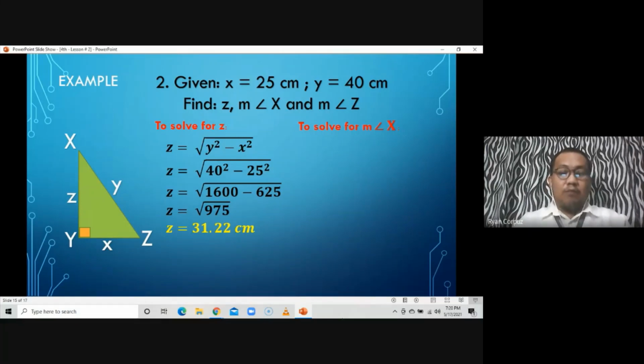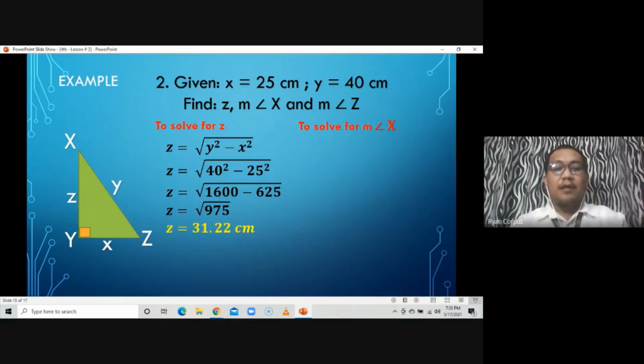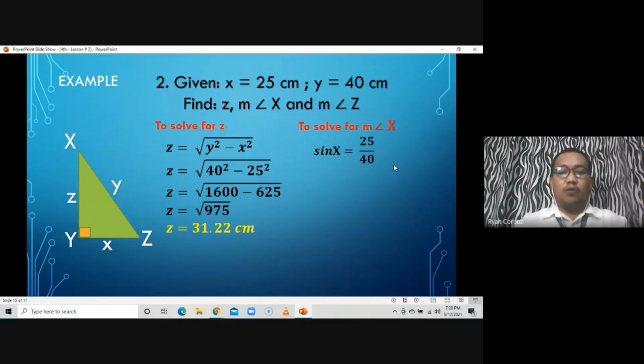Since hindi pa given yung measure ng angle, sabi natin kanina, kapag sinulat natin yung trigonometric function, kasunod na agad yung measure ng angle. So since what we are looking for is angle x, yung x ang ilalagay natin. So instead of writing the measure of the angle, it should be sine x is equal to opposite, x is 25, over hypotenuse, which is 40. So using your calculator, what is 25 divided by 40? We'll come up with sine x equal to 0.625.